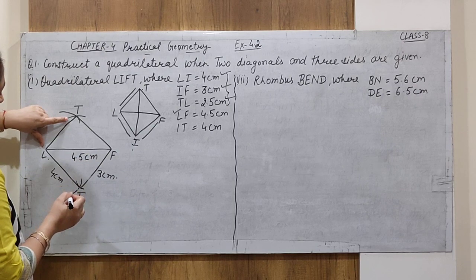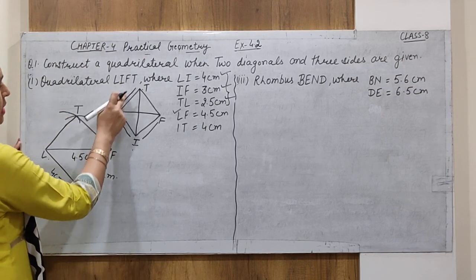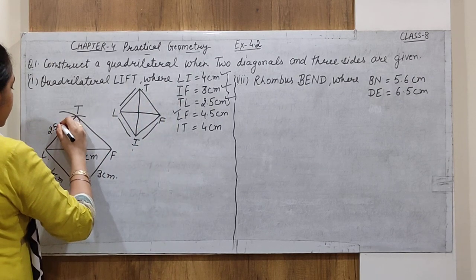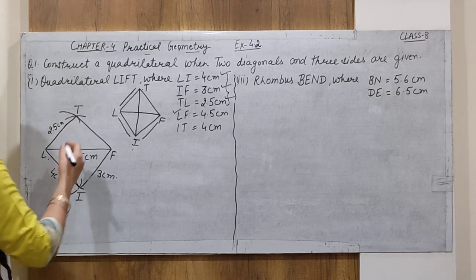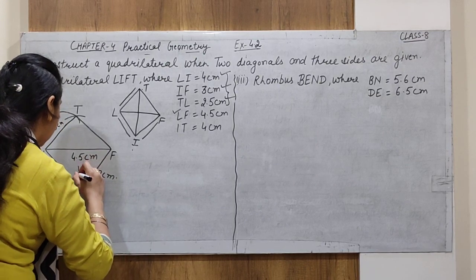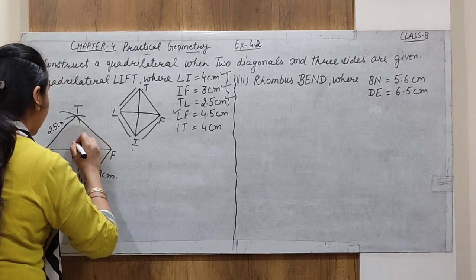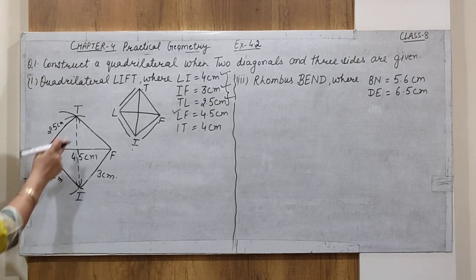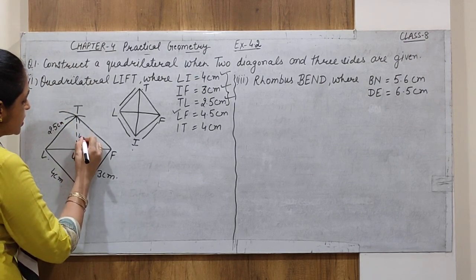What is the length of L and T? That is this. L and T is 2.5 centimeter. And what is the length of this diagonal? That is 4 centimeter. So we have to draw the second diagonal also, that is 4 centimeter. You can draw a dotted line or a complete line because the diagonal is given to us. So this is the second diagonal. Alright, and its length is 4 centimeter.